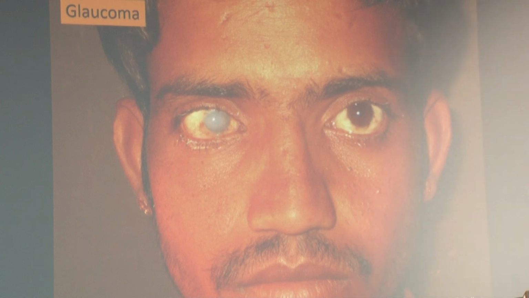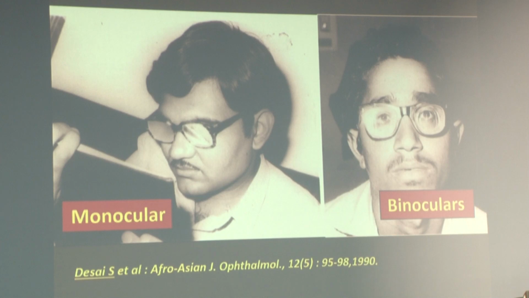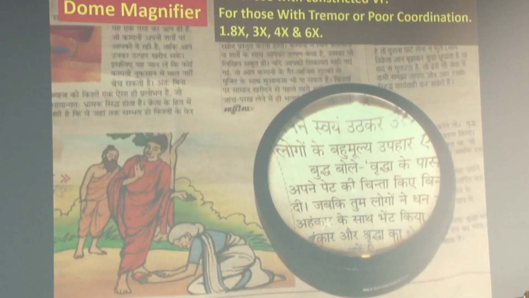Now this was a case who had come. He was a case of glaucoma with one absolute eye, and he was studying in 12th standard, and he wanted to clear his exams. So we prescribed him a spectacle magnifier, and fortunately he passed with flying colors. Similar cases we keep on getting in our clinics. This is one case where we gave a monocular spectacle, and this is a binocular correction given to a patient, and their quality of life improved.